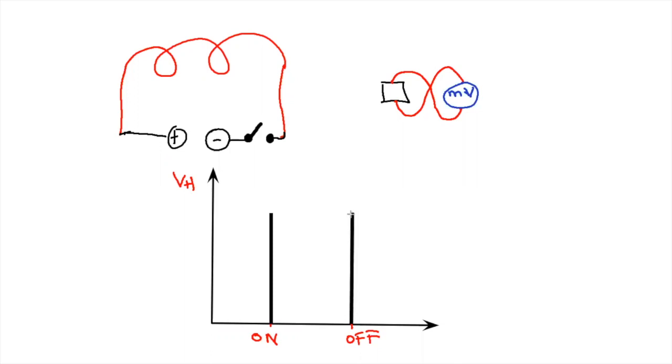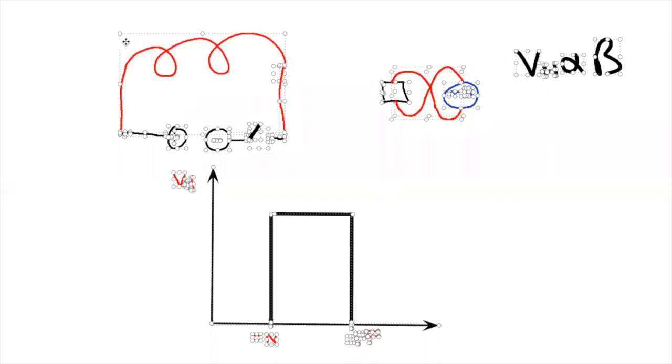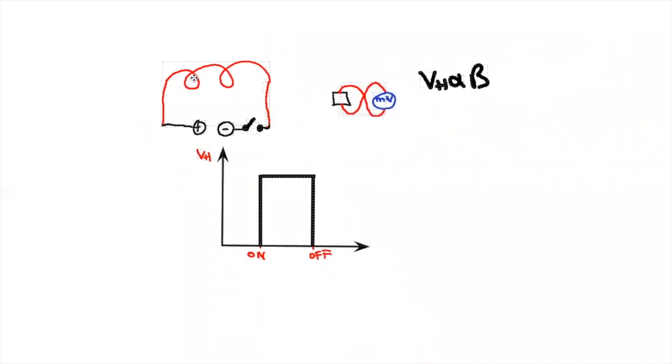Because everything is static. Everything is just standing here. So if I have a magnetic field, it's going to be constant. Because of that constant magnetic field, VH is proportional to B, so I'm going to have a straight line. That's it. That's easy. Let's minimize this and move it over here.